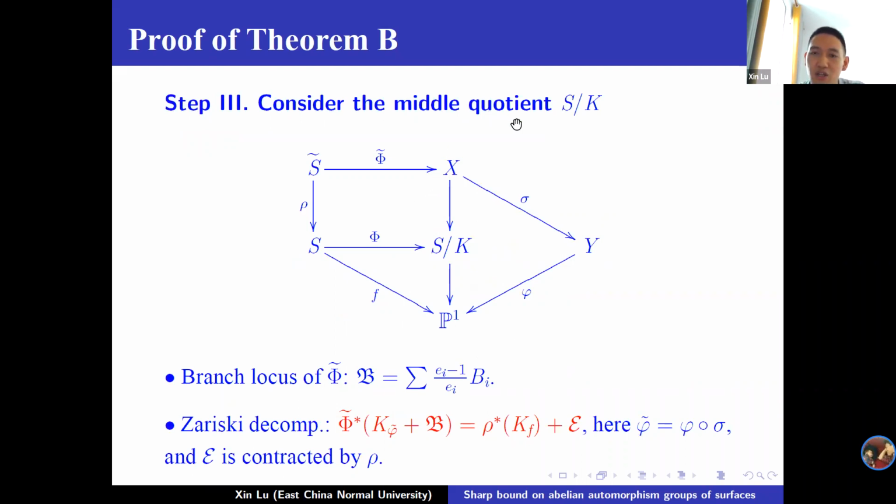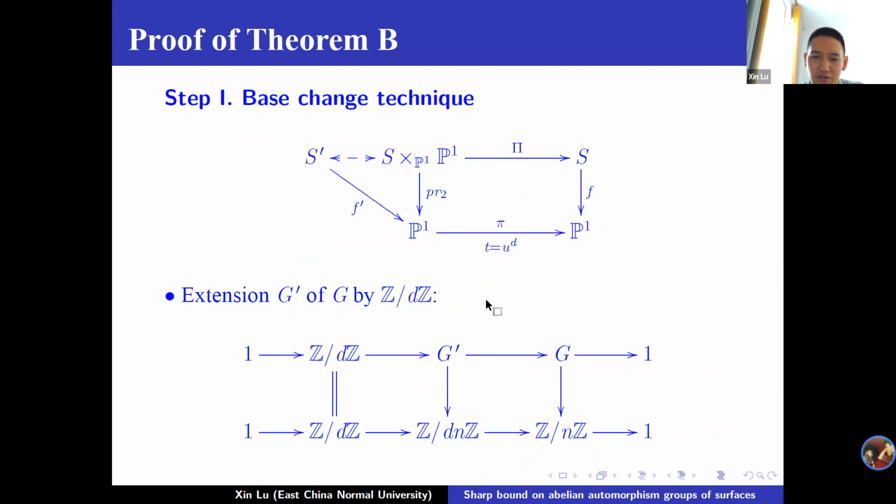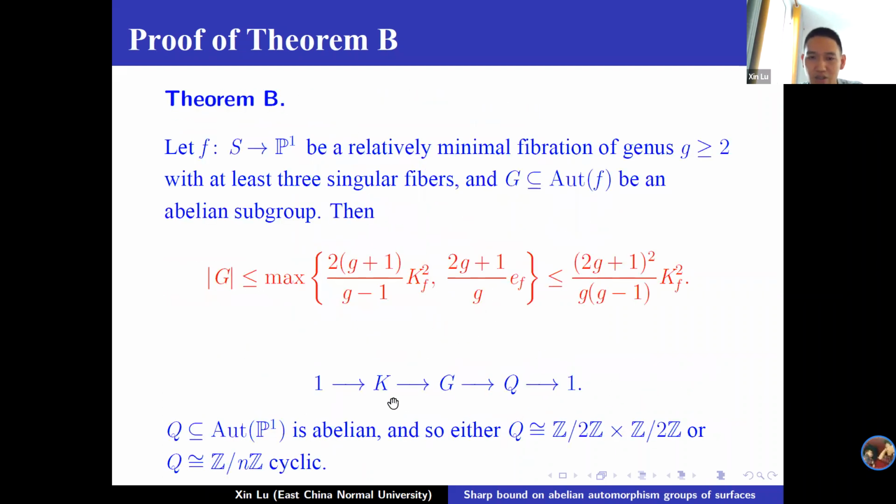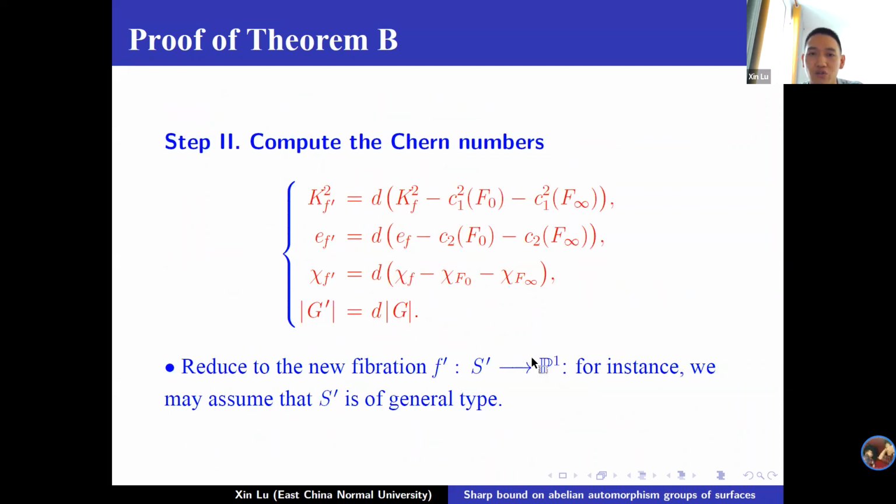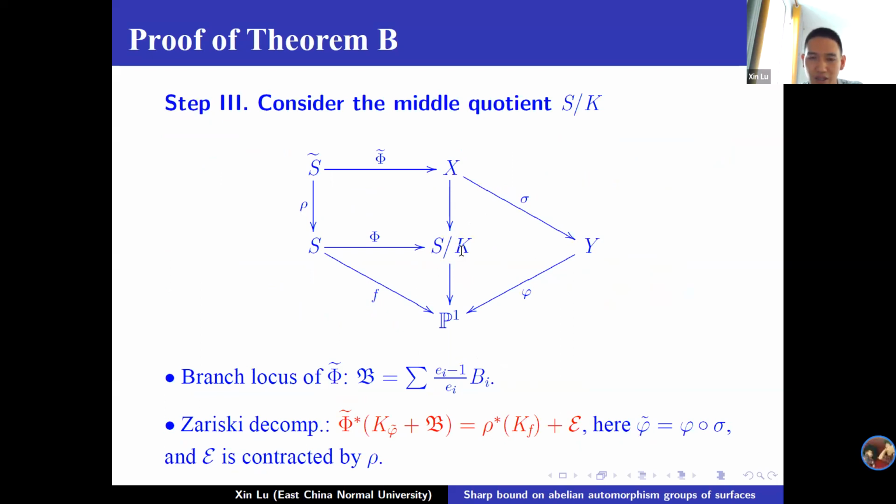And the final step is that, instead of considering the total Cauchy space, we just consider the middle Cauchy. We have an exact sequence. We will not consider the total Cauchy, S Cauchy G. We just consider the middle Cauchy, quotient by this subgroup K. And if we consider this middle Cauchy, we will still have a fibration. This Cauchy still has a fiber over this base P1.